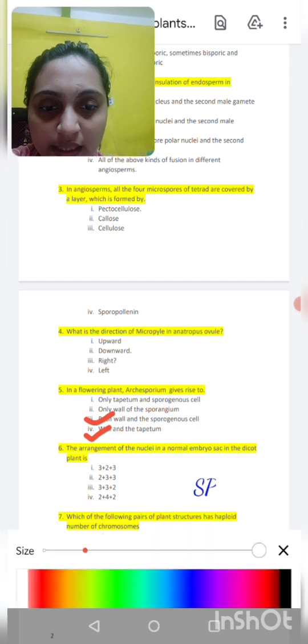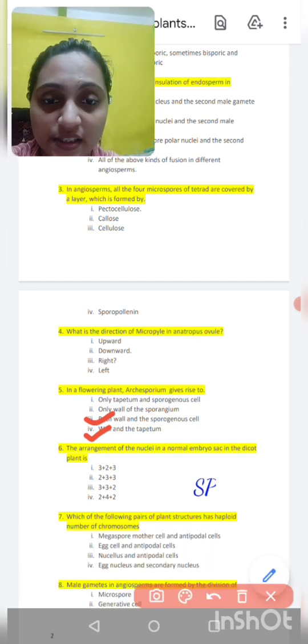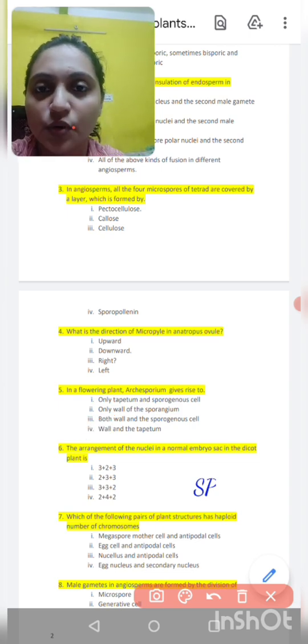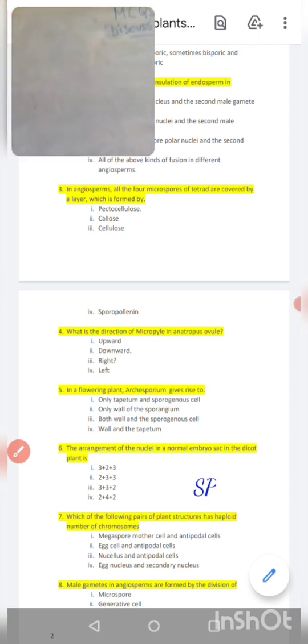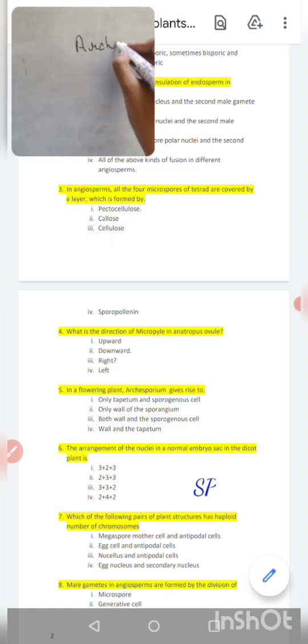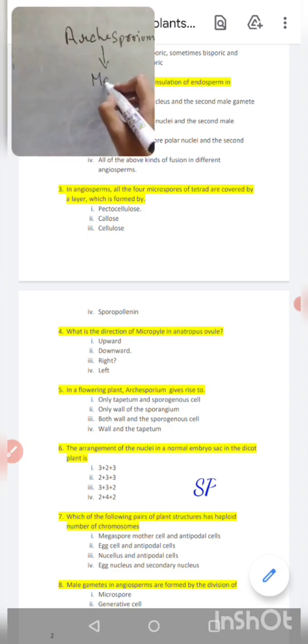So now student, let me tell you what this Archisporium cell is. Archisporium, student, is the cell from which the mother cells are formed.